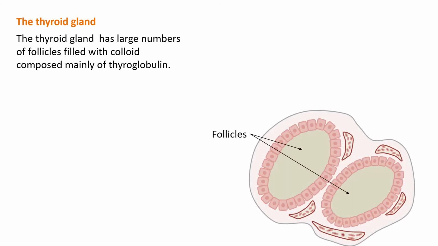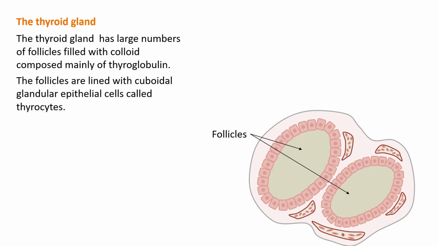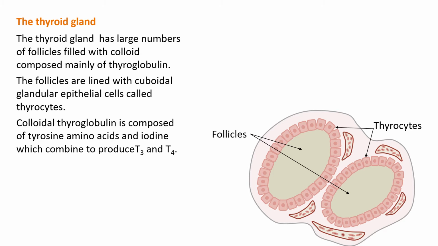So let's talk about the thyroid gland. The thyroid gland has these pockets or follicles. These are filled with a colloid solution, which is mainly made up of a protein called thyroglobulin. Around the edge of these follicles, we have the thyrocytes. These are cuboidal glandular epithelial cells. The thyroglobulin inside is composed of tyrosine amino acids.